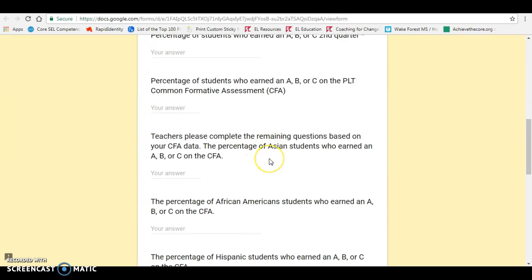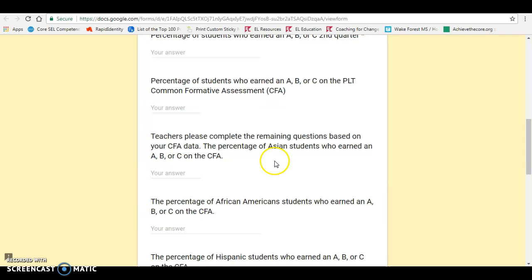The next part is where it gets a little tricky. So this is asking for demographic information. So the percentage of Asian students who earned an A, B, or C on the CFA. So let's say as a PLT, you guys teach 20 Asian students. So out of your 400 kids, 20 of them are identified as Asian students, and 15 of them got an A, B, or C on the CFA, you would just put 75% in for that answer.